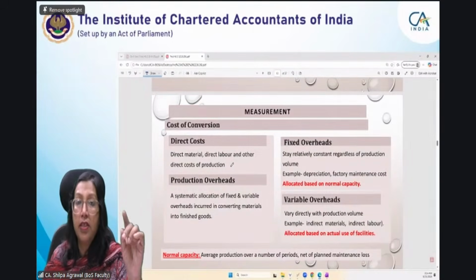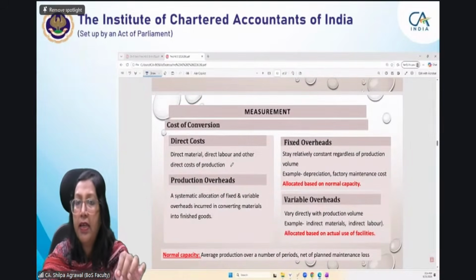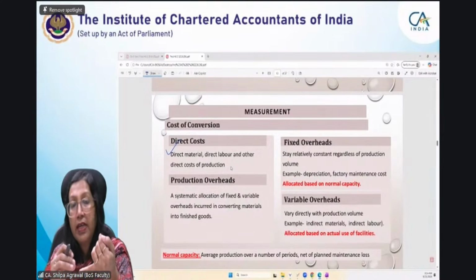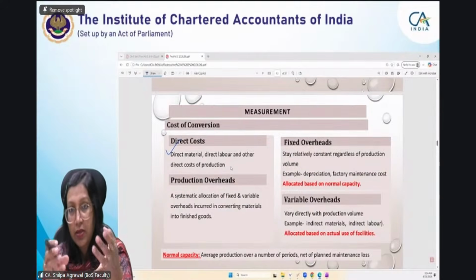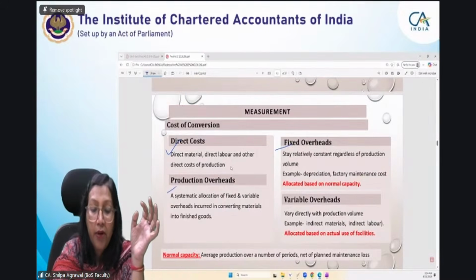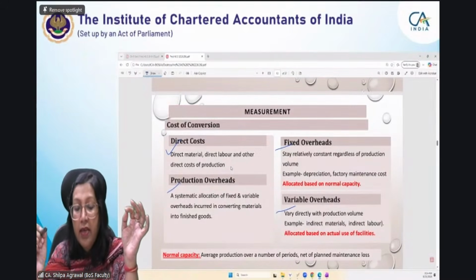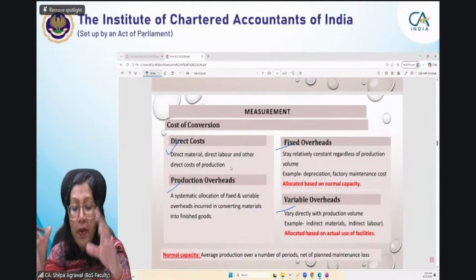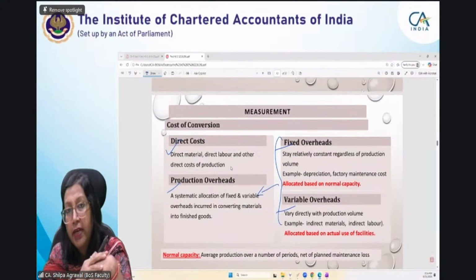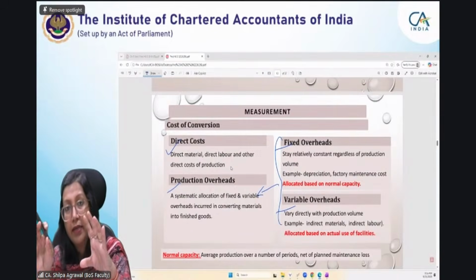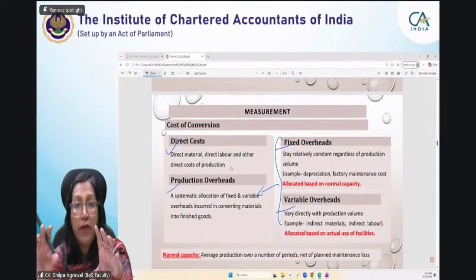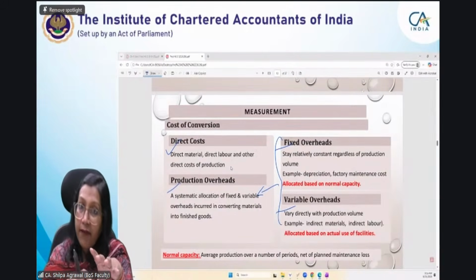Cost of conversion includes direct costs, which you can very clearly identify, like your labor cost, your freight. These are your direct costs. At the time of purchase, you are including them. Then your fixed overhead, production overhead, and variable overheads. So fixed overheads plus variable overheads become your production overheads, where it is not directly related. Production overhead is basically, as I told you, other cost also. It is that you are working in a factory.